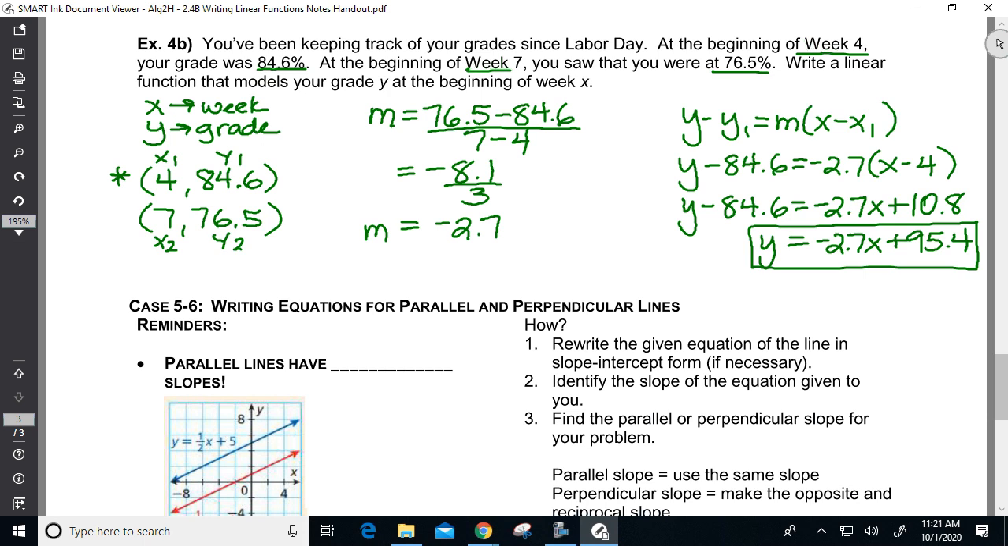So what this equation means is that at the beginning of this quarter, or the quarter I'm looking at, I had a 95.4%. And my grade has gone down 2.7 points every week. So that means whatever it is I'm doing, I need to stop doing. Any questions on 4B before we get ready to close up shop?